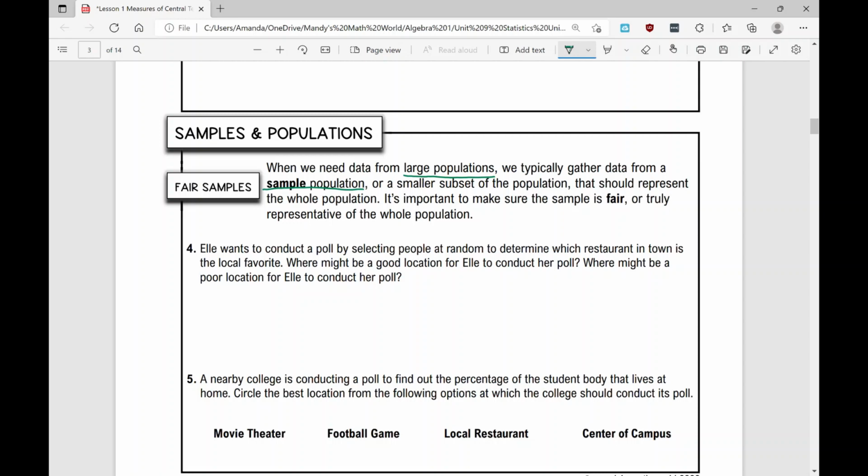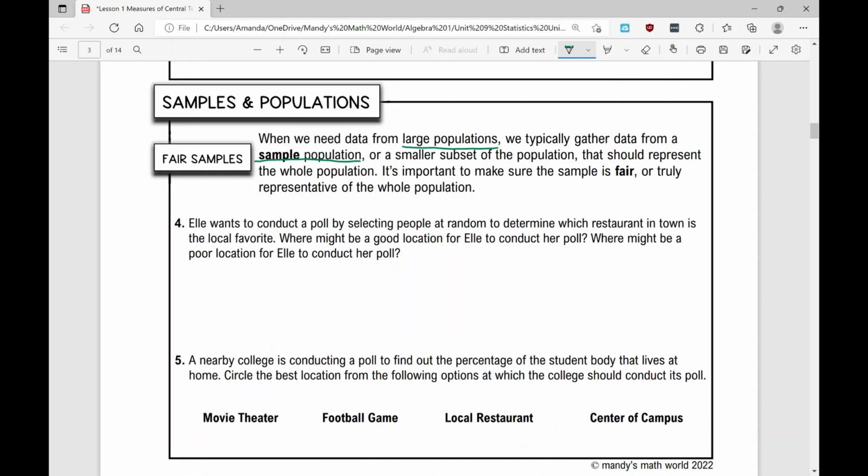So, how do we take a sample when we're gathering data, right? And we say the average American or something like that. I'm not going to poll everybody in America. I might take a smaller number of people and take a poll of some sort, how many dogs you have, whatever, that's representative of the whole population. So let's look at how you might take a fair sample.